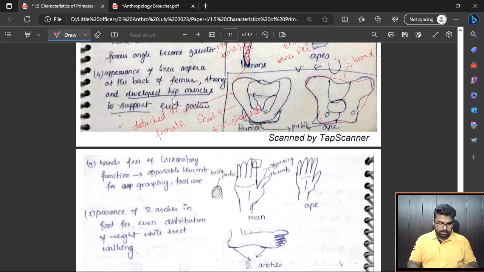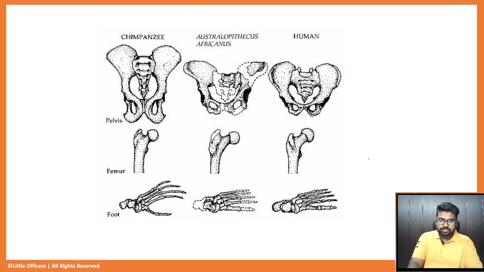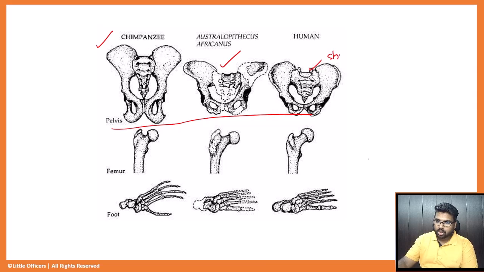So now we have come to this position. We have covered all the points: forelimbs, backbone, pelvic bone. Now let's go to the next portion, that is the hind limbs. In the hind limbs also, look at this. This is called the femur bone. Look at this. This is the pelvic bone of a chimpanzee. This is the pelvic bone of Australopithecine, who is an ancestor of humans, and this is the pelvic bone of a human. Till here we had covered. It became short and V-shaped.